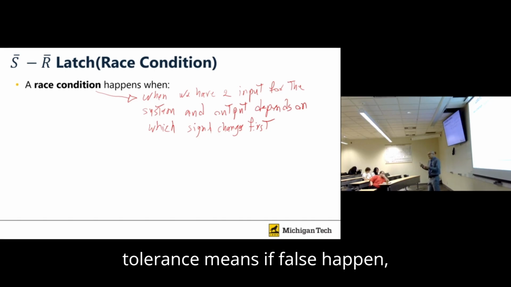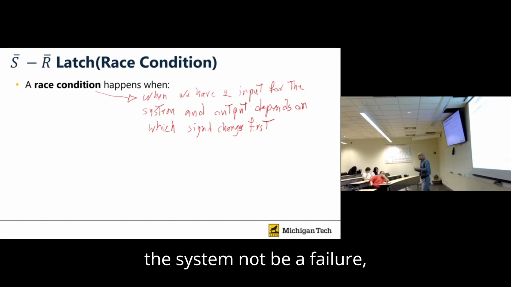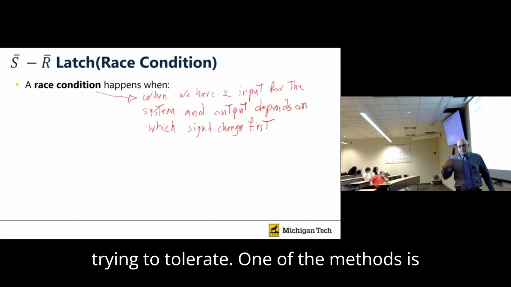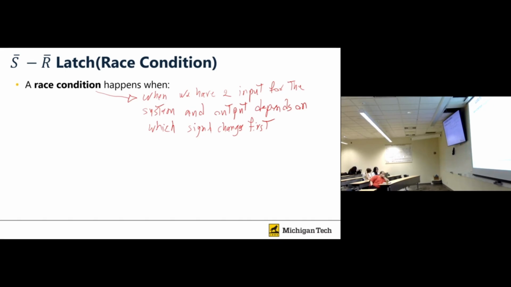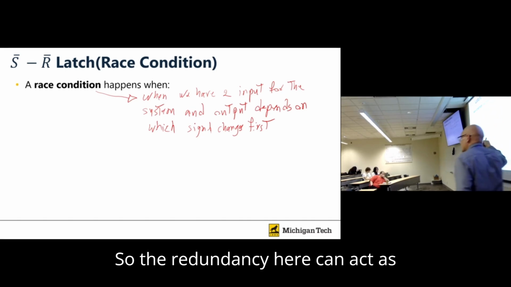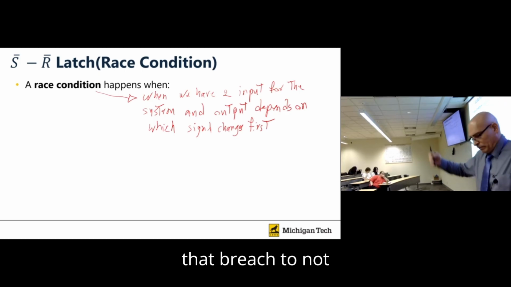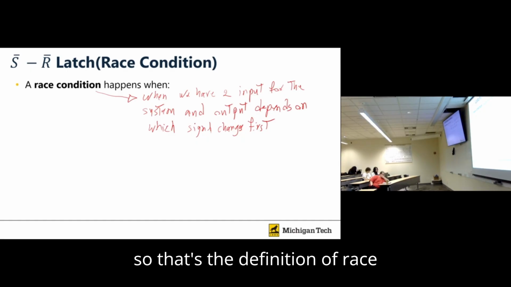Fault tolerance means if faults happen, the system does not fail or shut down. It's trying to tolerate. One of the methods is using redundancy. So the redundancy here can act as a bridge so the system does not get a wrong answer. Okay, so that's the definition of race condition.